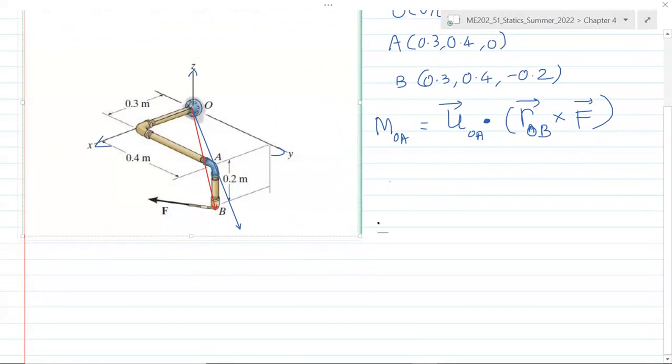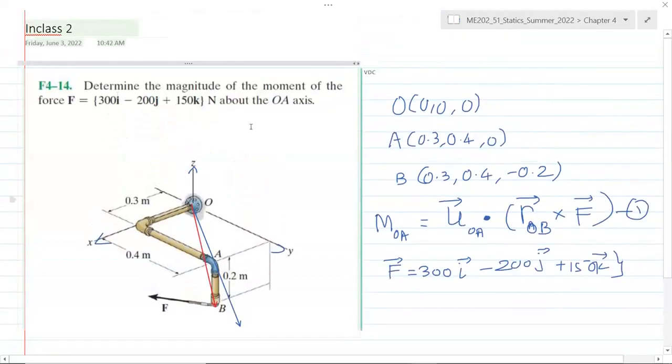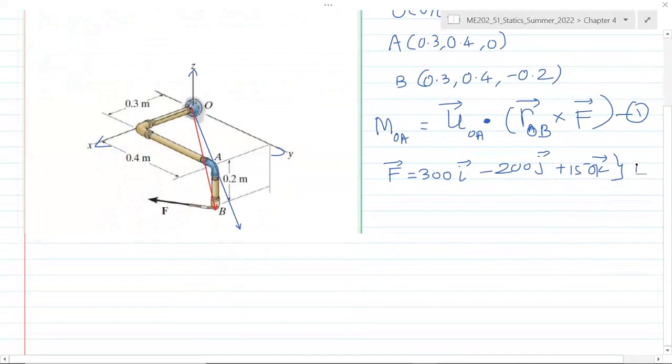So let's take the steps. This is our final equation, equation number 1. For that, we need each one of these components individually. We have been given the value of F directly as a Cartesian vector. The F for this problem is 300i minus 200j plus 150k. So this is given, 300, minus 200, 150 newtons. Now let's calculate ROB.